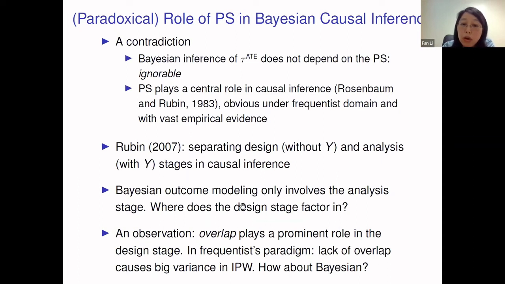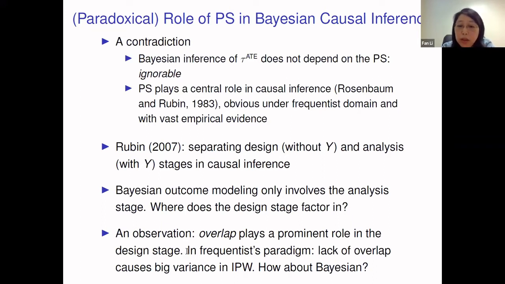So the question is, where does the important design stage, which is crucial in causal inference, factor into all of this? To answer that question, I made an observation about the overlap assumption I mentioned earlier. Overlap plays a prominent role in the design stage. By overlap, we usually characterize how similar the treated group and control group are in covariates, which plays a huge role in the design stage, as I will clarify in a moment.